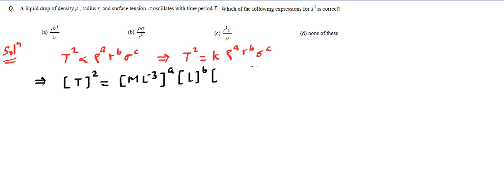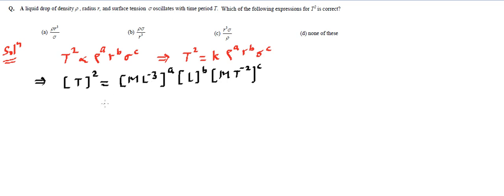Then there is surface tension. Surface tension, as we have talked about in the list, is written as a force per unit length. So that will be converted into M, and L raised to power becomes 0, so I'm not writing that, T raised to power minus 2. And this entire power will be c. So this is how I have written the dimensions on the left hand side and right hand side.